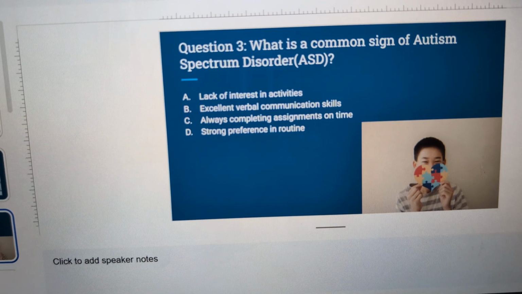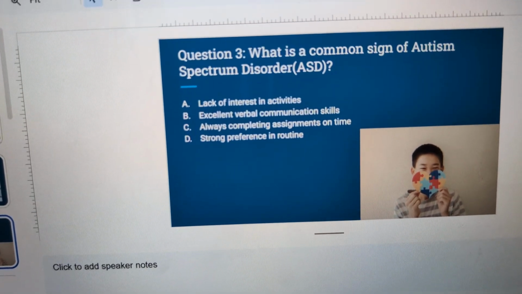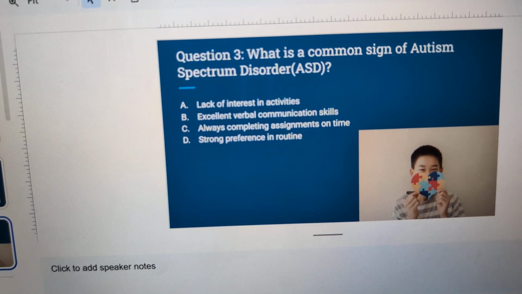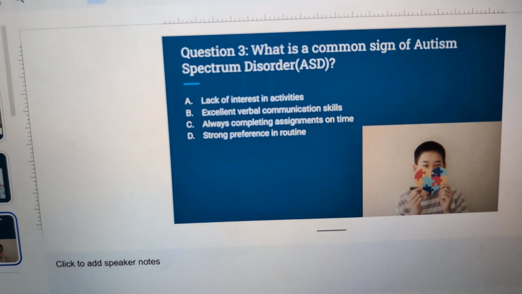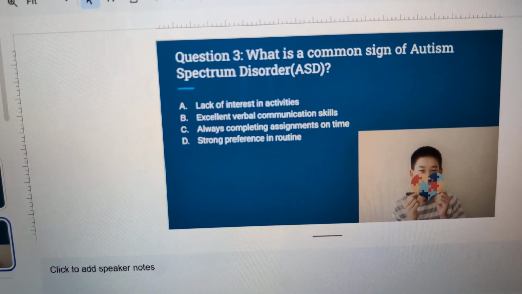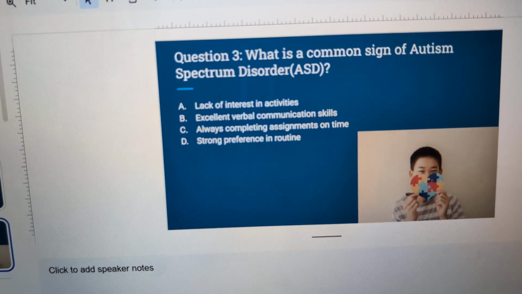Question 3 says, what is a common sign of autism spectrum disorder? A, the lack of interest in activities. B, excellent verbal communication skills. C, always completing assignments on time. Or D, strong preference for routine.